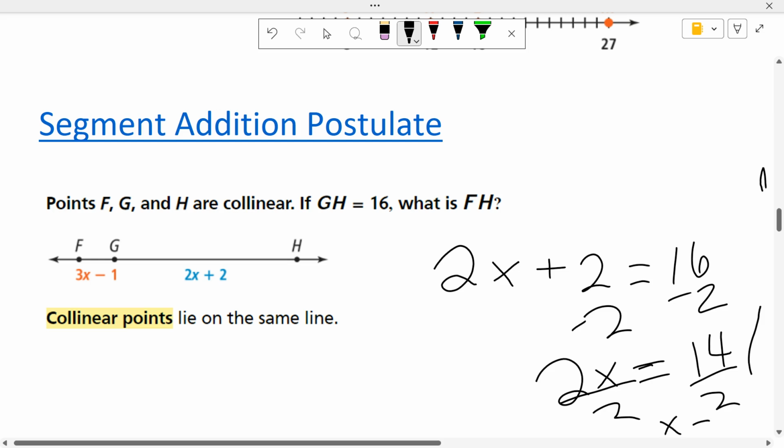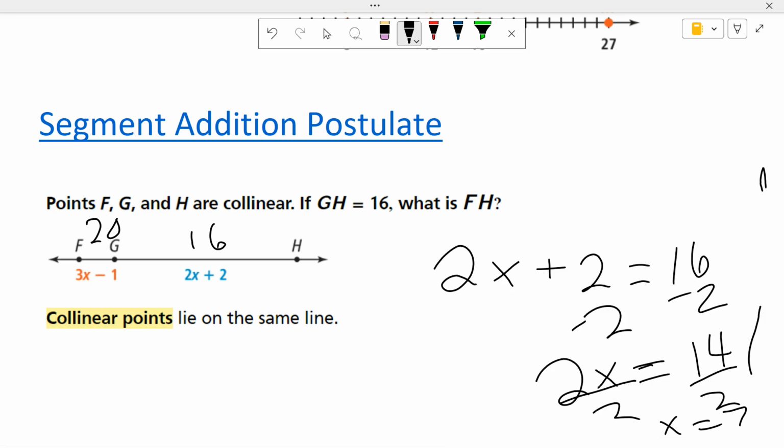And then x equals 7. So if x equals 7, what's 3 times 7? 21 minus 1 is? That part is 20. This part is 16. Using the segment addition postulate, how long is it from F to H? It is 36.